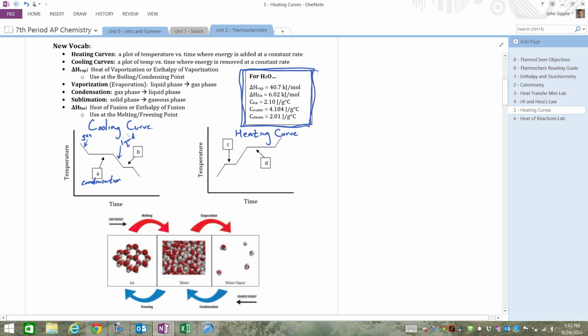And then at B, that is freezing, yes. And then finally, the last diagonal line down here at the bottom, solid. Okay, good. All right, so the plateaus represent phase changes. The diagonals represent just a solid, liquid, or gas.